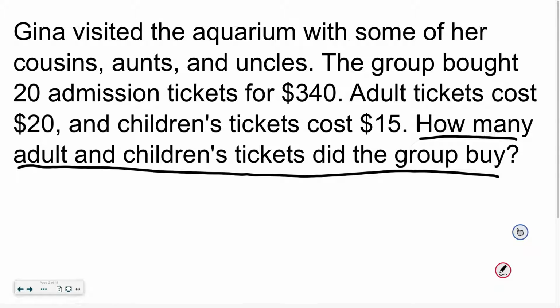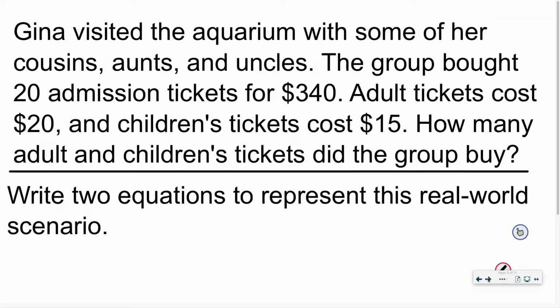How many unknowns are there? There's 2 unknowns, right? It may happen to be that they end up buying the same amount of adult and children's tickets. We're not sure just yet. But we're looking for 2 unknowns. So not always, but that might be the hint for you to set this up, that we have a system here. So now we're going to write 2 equations that represent this real-world scenario.